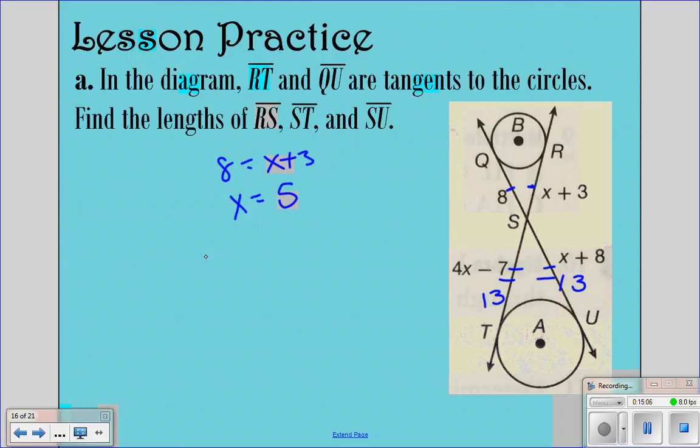So RS is equal to 8, and then ST equals 13, and SU equals 13. And so those would be your lengths for the segments they asked you to find.